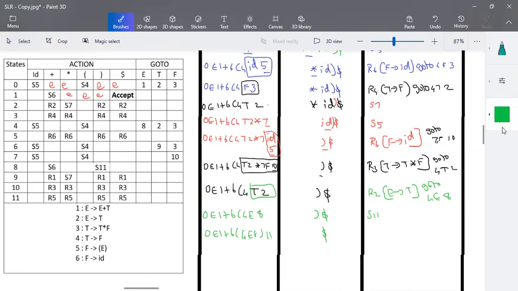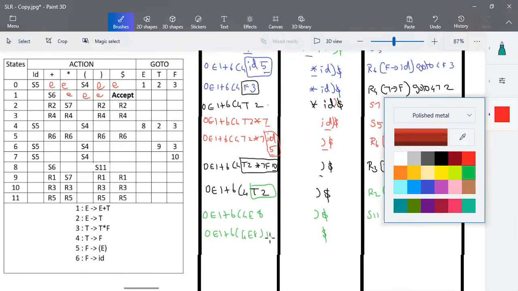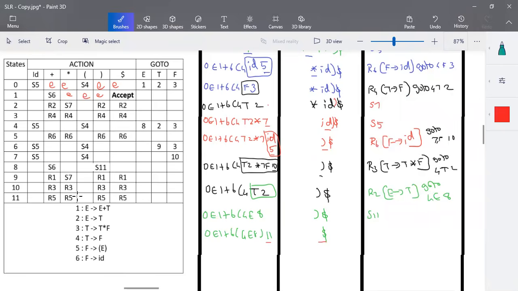Now, what is the entry for 11 comma dollar? So state 11 comma dollar consists of R5. R5 is a reduce operation. And what is the fifth production? It is F tends to E. So we will be popping out the stack until this portion. Okay, so all the elements over here are formed like open bracket, E, close bracket. So this is the handle. And instead of all these things, we'll be pushing F into stack.